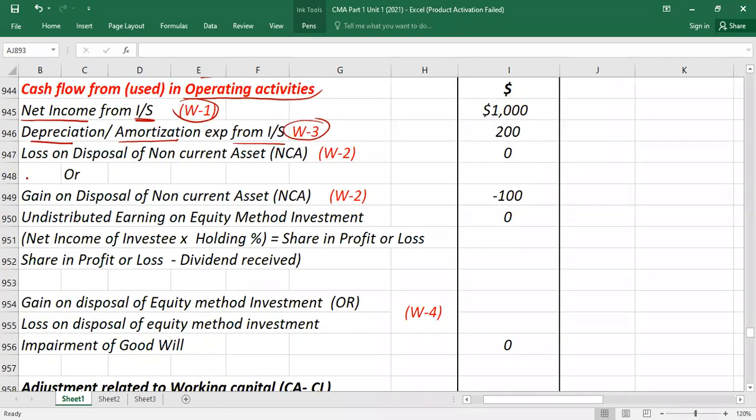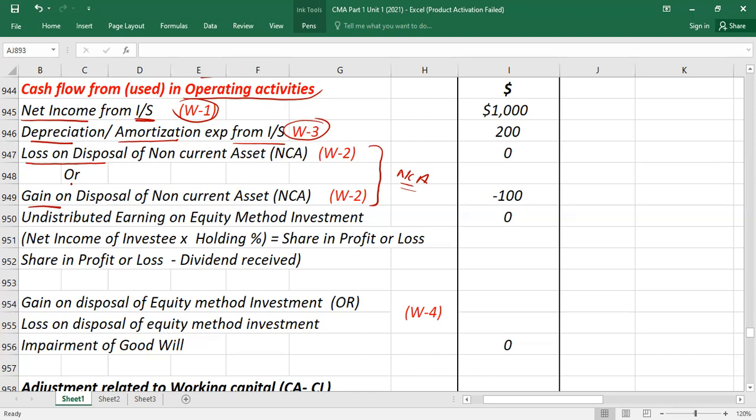Clear? Third item is what? These two items I'm going to explain with one. It is about non-current assets, because you could have sold certain assets during the period. Now guys, here what you have to take? You have to take loss on disposal of non-current assets, or you have to take gains on disposal of non-current assets. Actually, what happened on the back end?